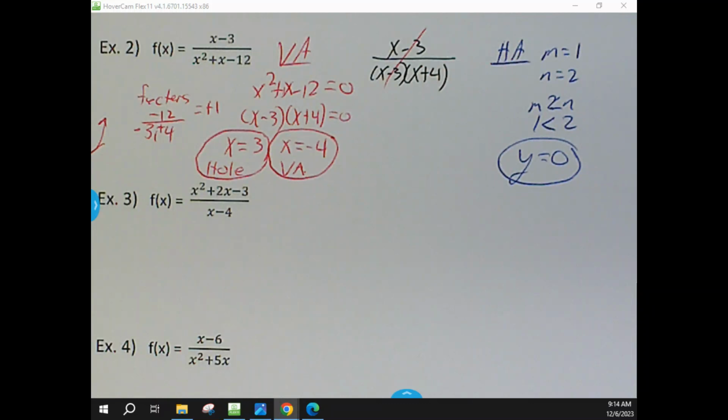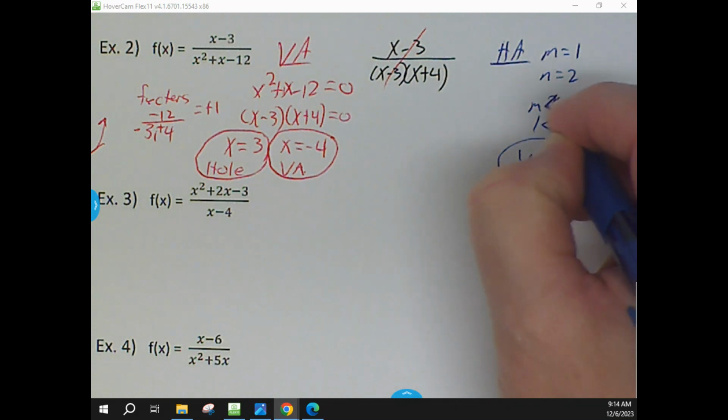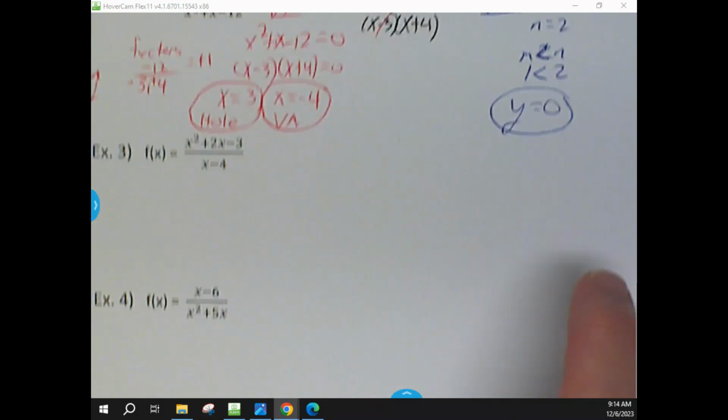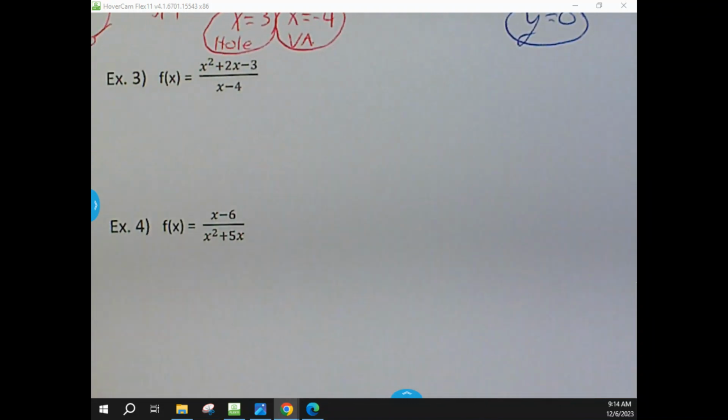Okay, so vertical asymptotes, again, goes back to the denominator, setting that equal to 0. Horizontal asymptotes, you've got to compare the degree of the numerator, degree of the denominator, and how those two things compare. It's going to tell you what kind of asymptote you're going to have there. All right, let's do a couple more of these, and then we'll actually get some graphs and see what the graphs look like.